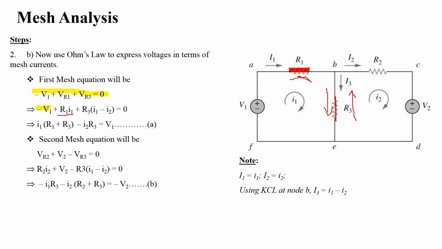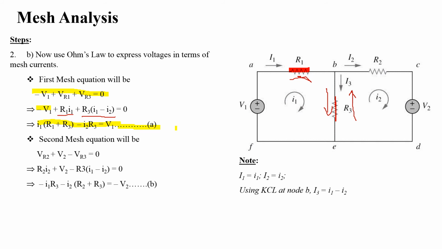Basically R3 is common between these two meshes. So we can write that the voltage is R3 times the current, which is I1 minus I2. Simplifying that equation, we will get I1 into R1 plus R3 minus I2 R3 is equal to V1. This is basically equation number A.